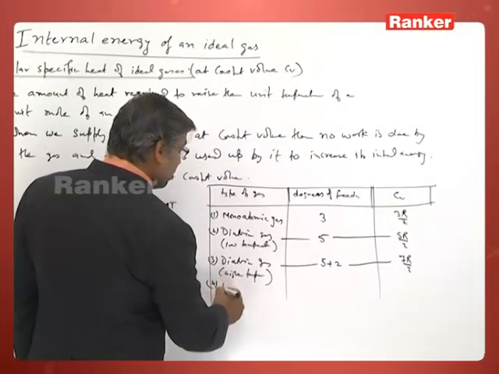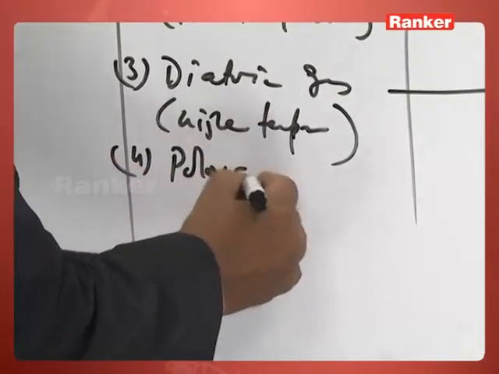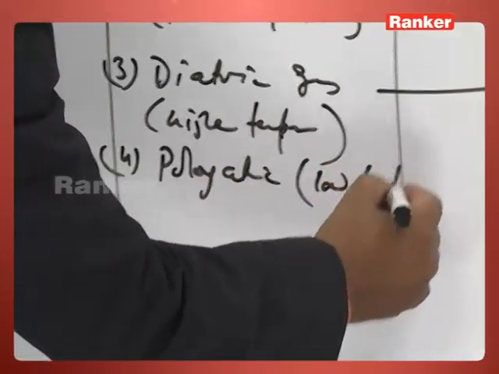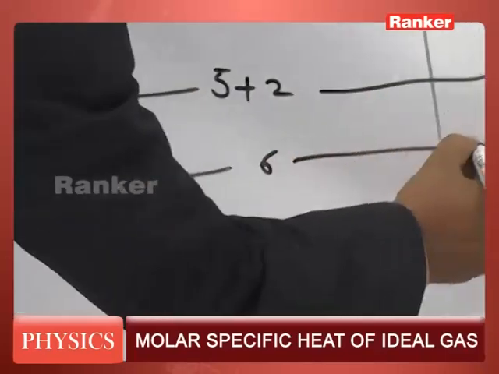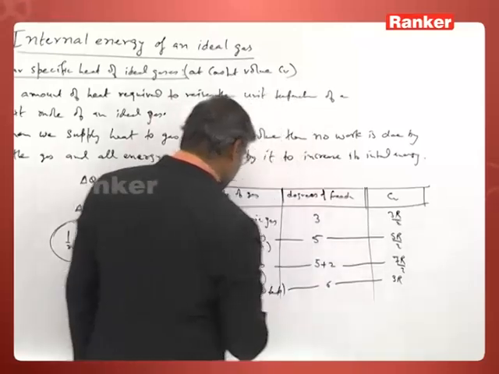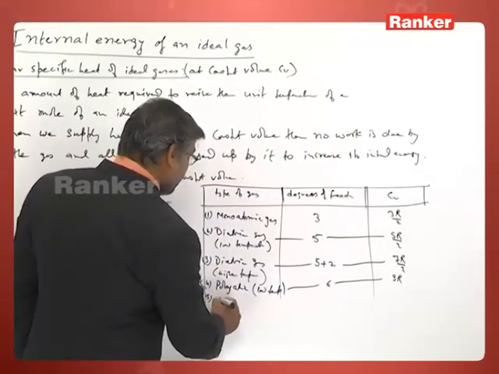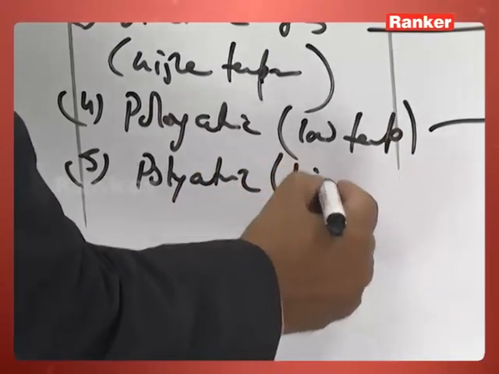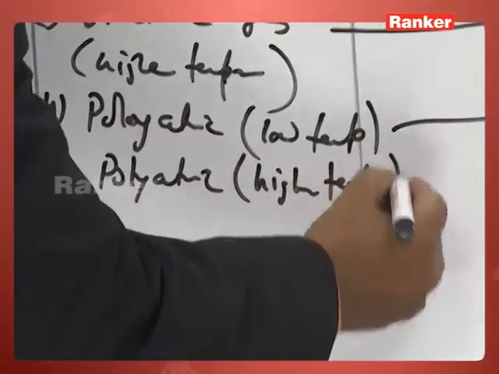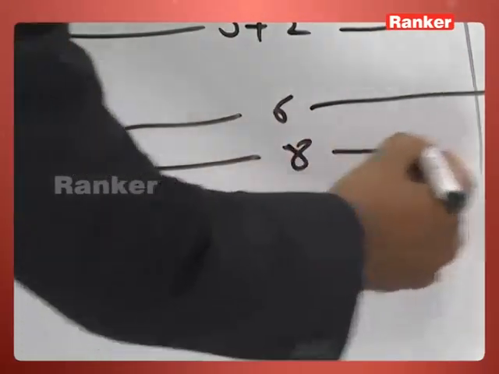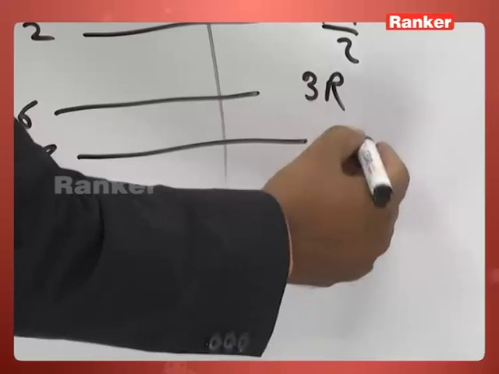Then fourth, polyatomic nonlinear at low temperature. So, we have 6 degrees of freedom. So, 6R by 2 means 3R. Again the fifth one, polyatomic at higher temperature. We have again 2 more. So, it will be 8. So, 8R by 2 is 4R.